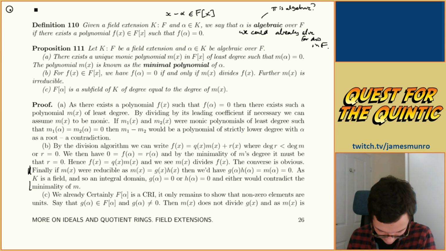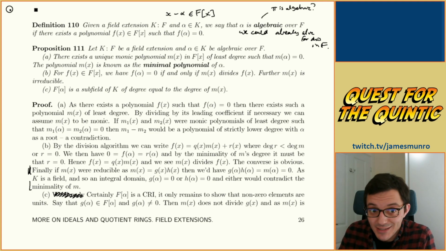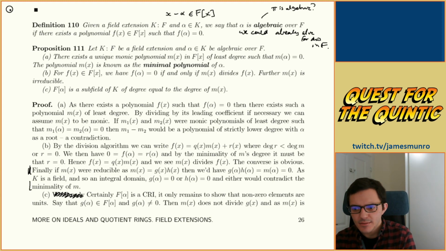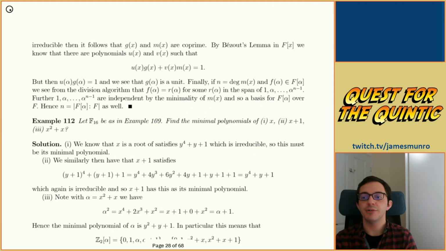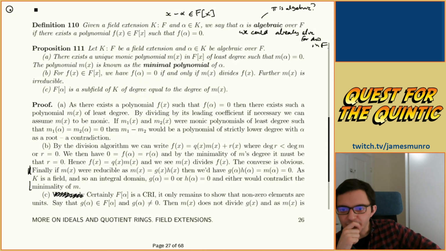F. Certainly F is, yeah, okay, that's a ring. Commutative ring with an identity. It only remains to show that the non-zero elements are units. So it's a field? I want to know about the degree as well. Right, good, okay. m of x does not divide g of x, and as m of x is irreducible, it follows that g of x and m of x are coprime. Bézout again, here we go. Back up. What are we doing? F[alpha], the subfield of K.